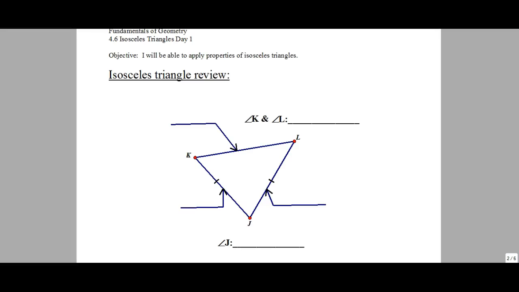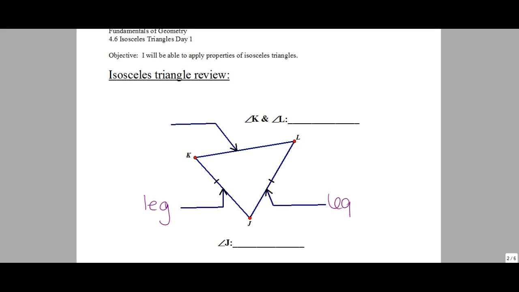Hi, before we start today's activity, I wanted to review some isosceles triangle vocabulary. The first piece that I usually try to identify for any isosceles triangle are the legs. The legs are their congruent sides. So in this case, KJ and LJ, those are the legs.